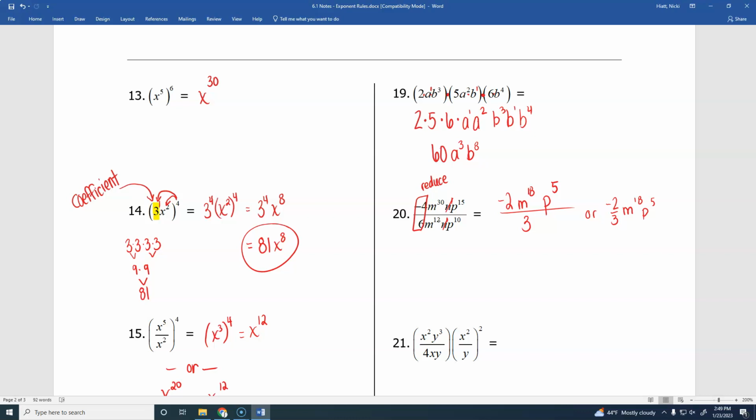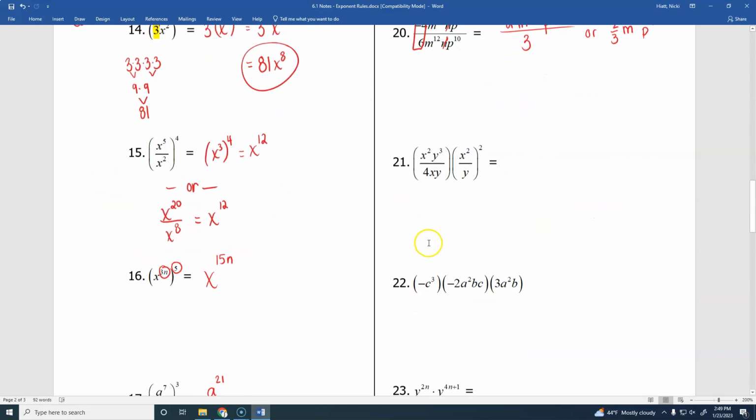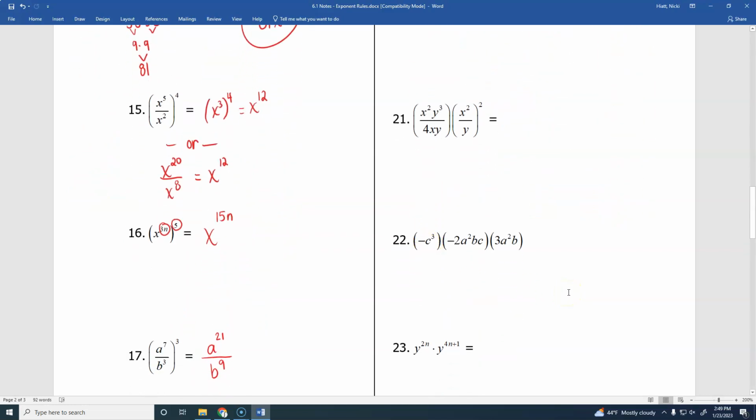Questions on that one? All right, let's keep going. They're getting more complicated. 21. What are we going to do? There's two possible first steps. Or you could do them both at the same time, really. What are you guys thinking? What are you thinking for a first step on that one?